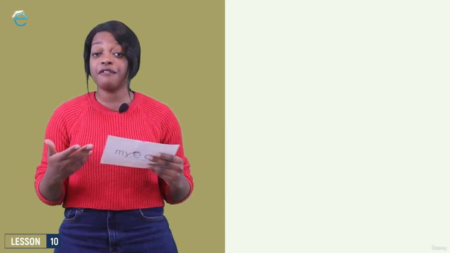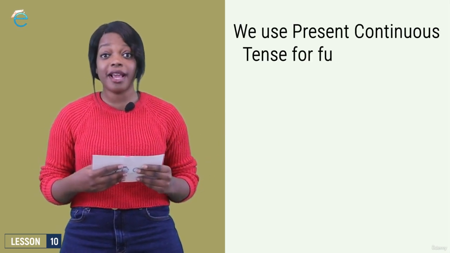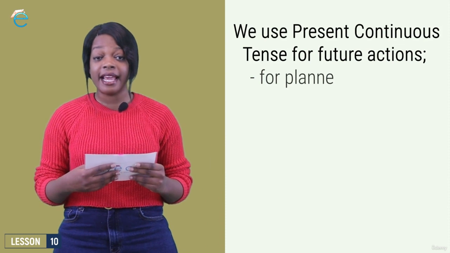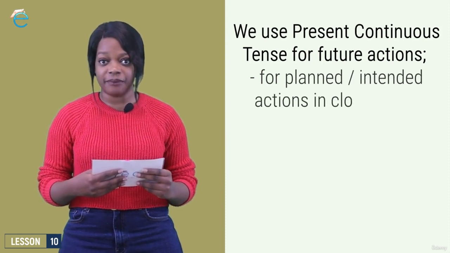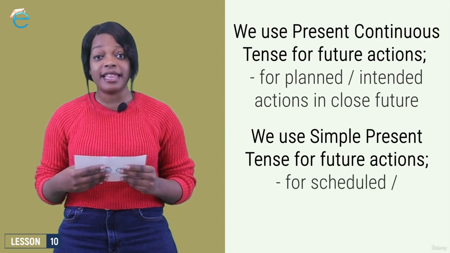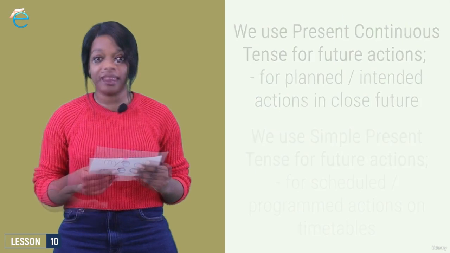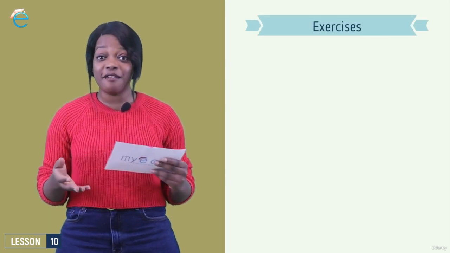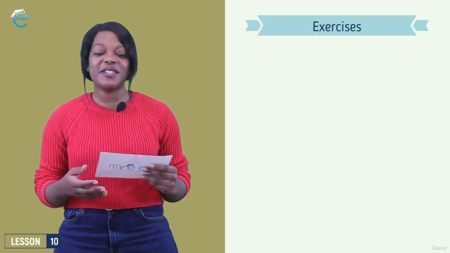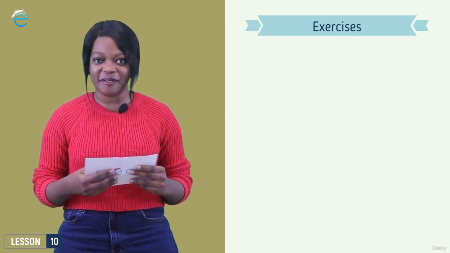So, that's what you need to know about present continuous and simple present tense for future time. For present continuous tense, we're talking about planned, intended, and organized actions. For simple present tense, we're talking about actions that occur on a timetable or a schedule. Now, using that information that we've learned, let's do an activity together to make sure we all understand.